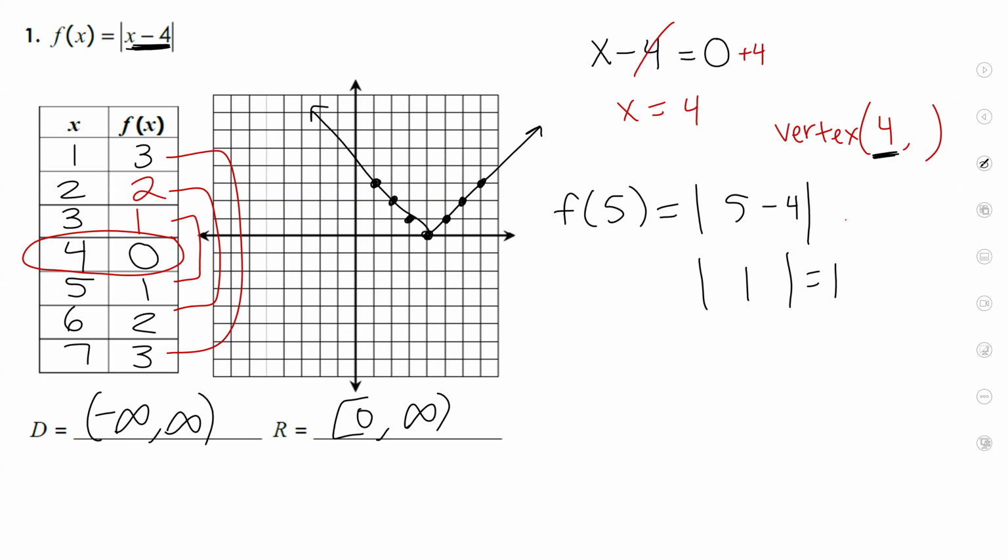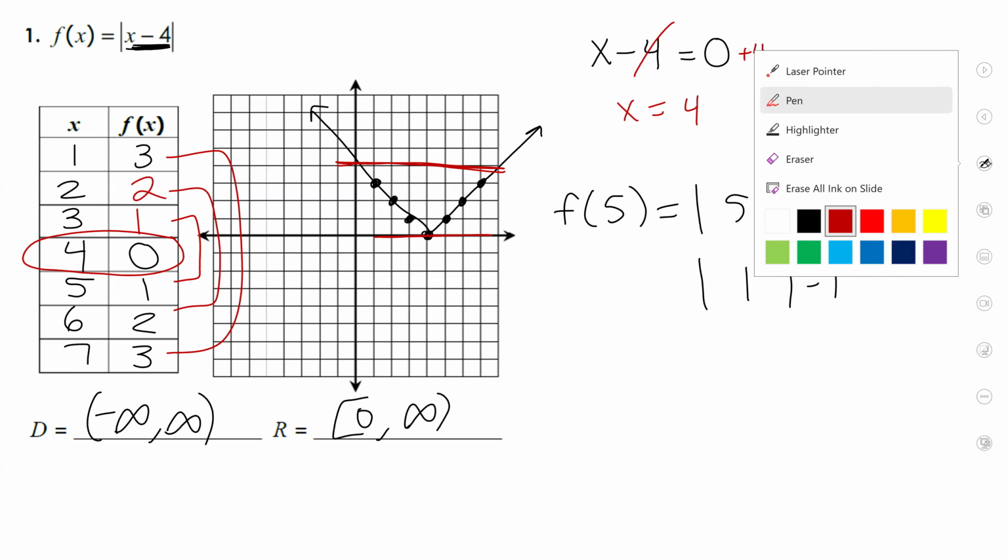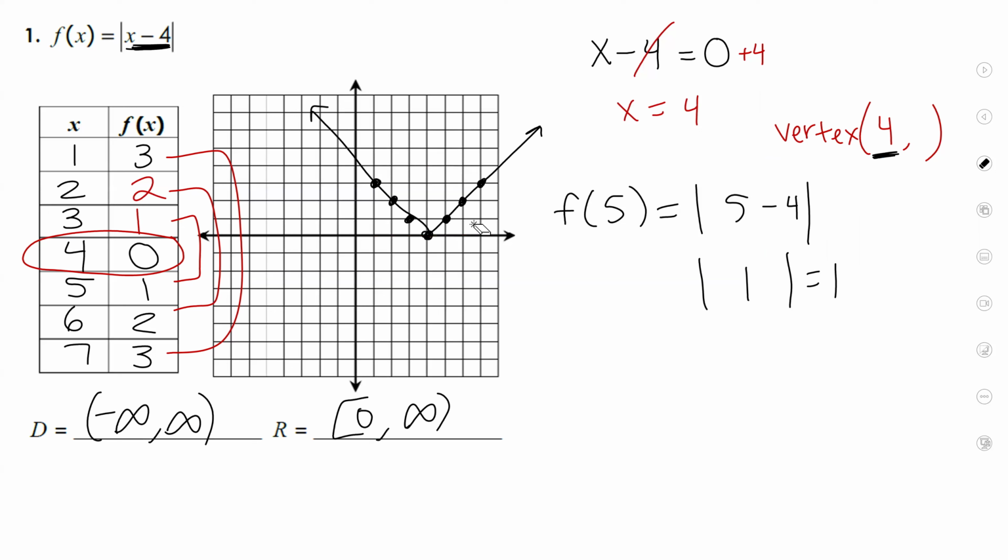Were any of you guys thinking 4? Yes. Okay, 4 would be up here. This is at 0. We're talking about the Y values, not the X values, okay? How do we get the X?